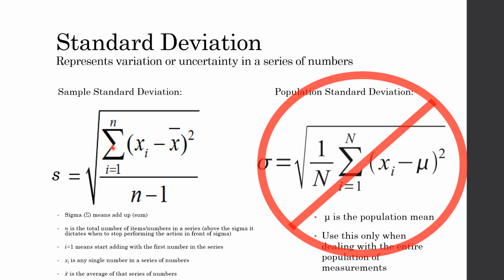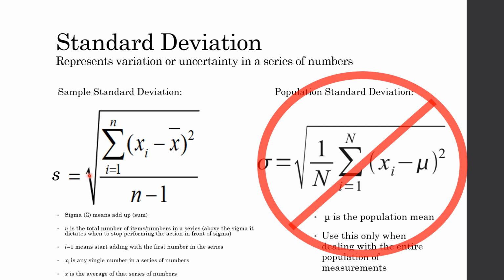Okay? To the right of the sigma, so remember, sigma means that you're going to be adding up the quantities that are to the right of it. So to the right of the sigma, we have a number in our series minus the average of all the numbers in our series. And then once we find that difference, we are going to square that quantity and then add it to the next number in our series minus the average squared.